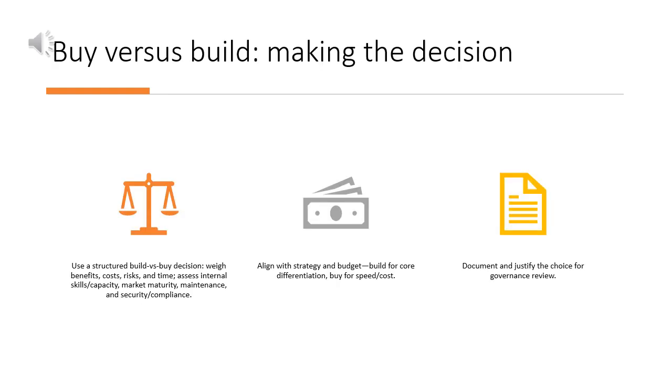Choose to build when the capability is core and differentiating. Choose to buy when speed and cost matter most. Use a simple matrix with benefits, costs, risks, and time. Consider internal skills and capacity. Check market maturity and available solutions. Think about long-term maintenance needs. Consider data security and compliance. Align the choice with strategy and budget limits. Document the rationale for governance review.